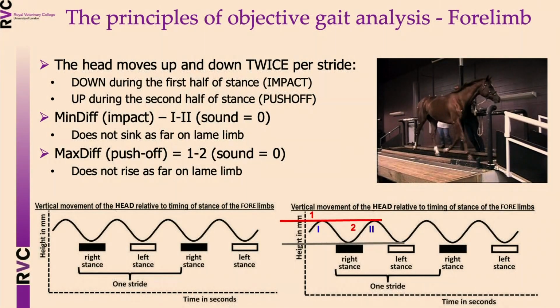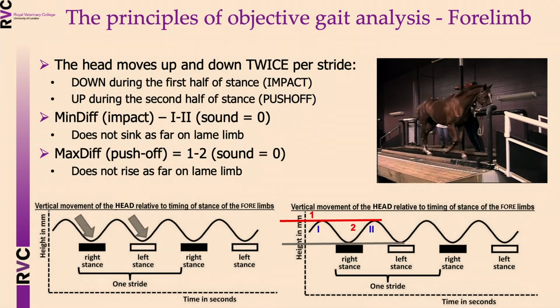So I'm going to try and explain what this is measuring. For the head, we start with the forelimb. We know the head moves up and down twice per stride.